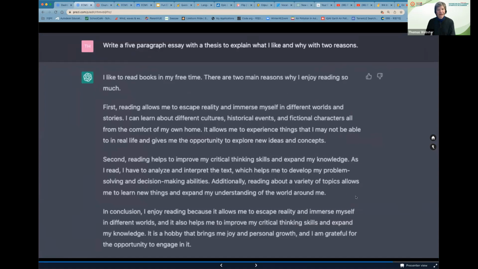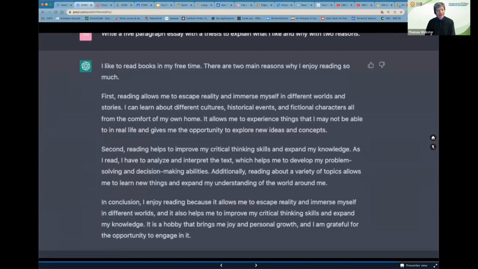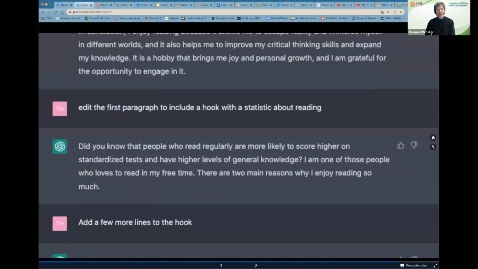And you can read it later. It has no grammar errors at all. It has no syntax errors at all. It's a little funky sometimes, but most of the time, depending on what you enter, if you enter something very carefully, then it does a better job. But here's the thing that's also amazing: after I read what it wrote, I can tell it to fix what it wrote. Look at this. I said, edit the first paragraph to include a hook with a statistic about reading.